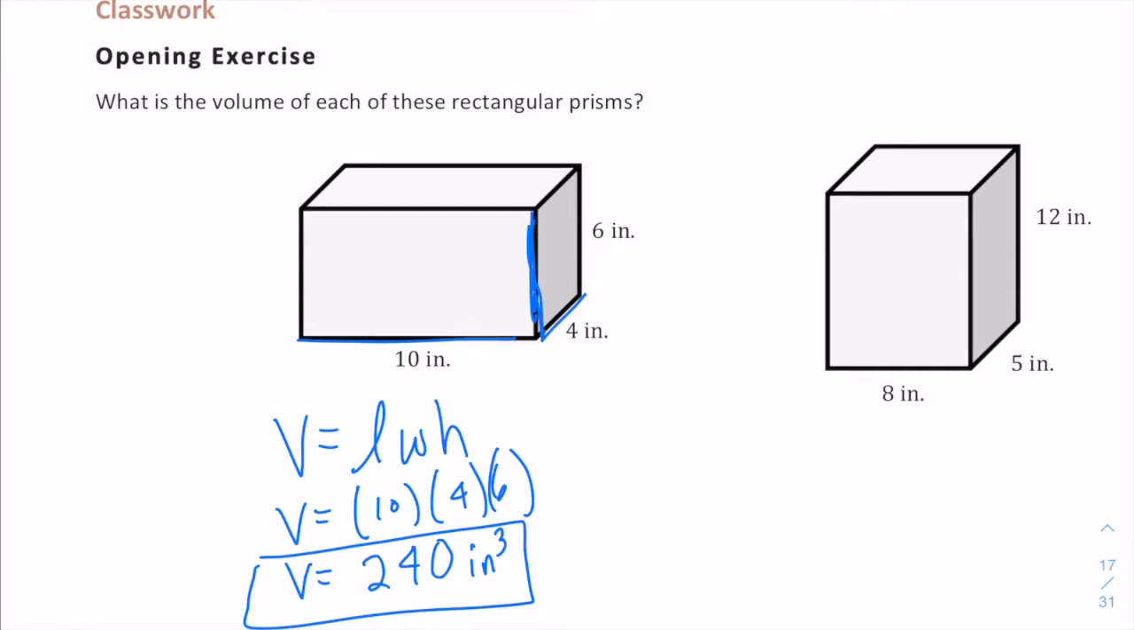It just means that the units are cubed units, which would ultimately mean that if we found cubes that were 1 inch in every direction, and we tried to pack this shape with these tiny little cubes, we could fit 240 of those 1 inch by 1 inch by 1 inch cubes inside of this rectangular prism.